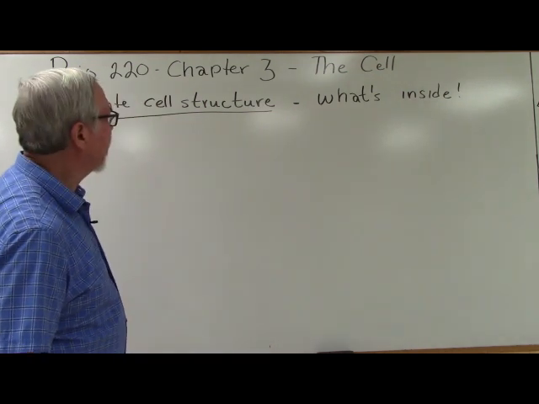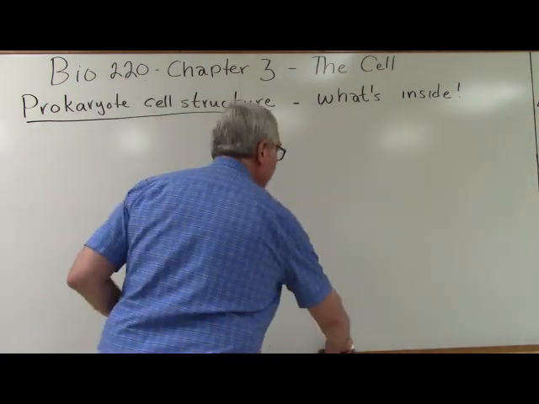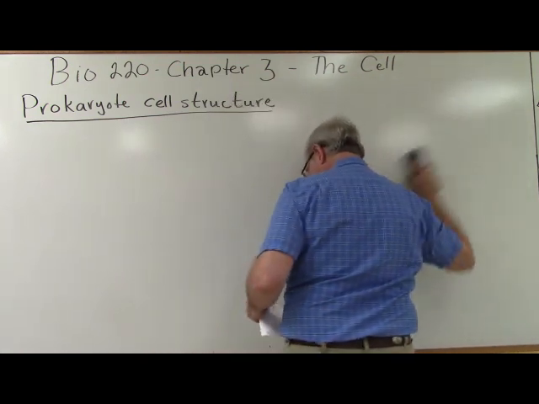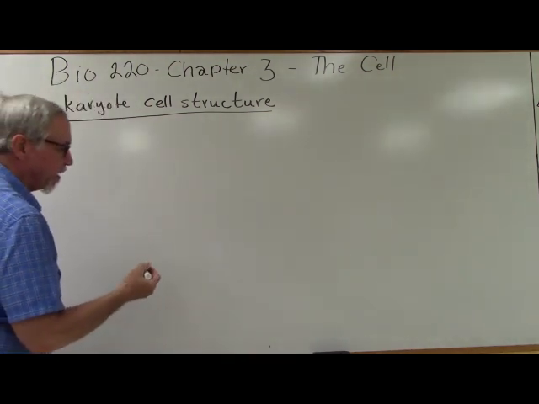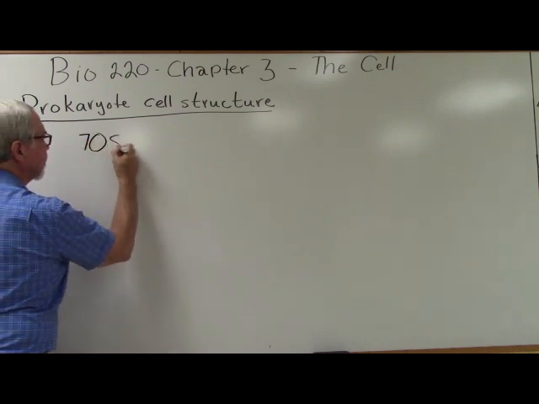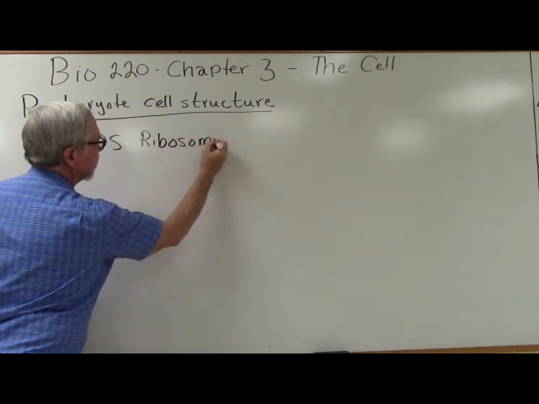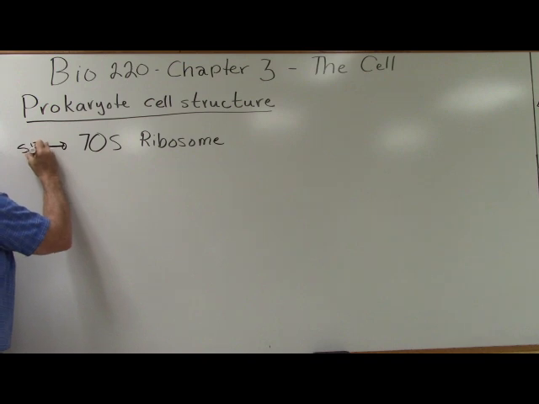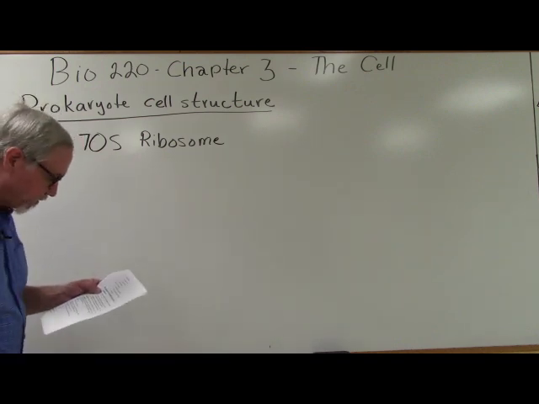Now we're ready to talk about what's inside. And there's not a lot inside a prokaryote as compared to a eukaryote. The first thing you need to know, and this is also important in terms of antibiotics, is that they have a 70S ribosome. 70S refers to its size, and I'll give you another number later in terms of compared to what, whether this is big or little.